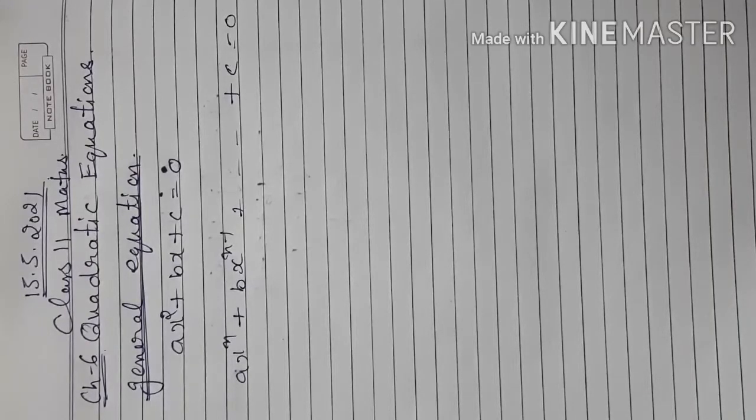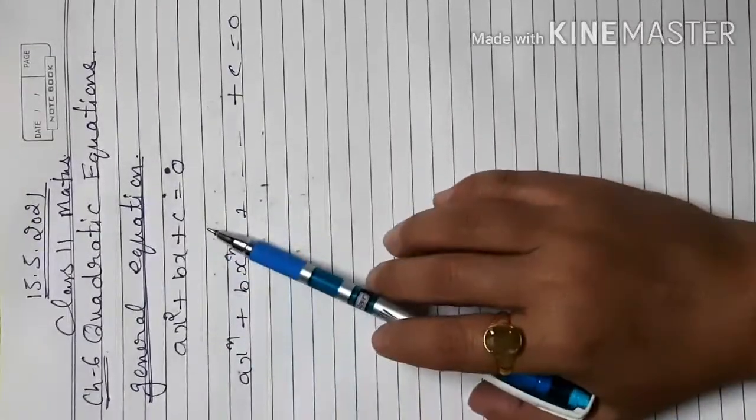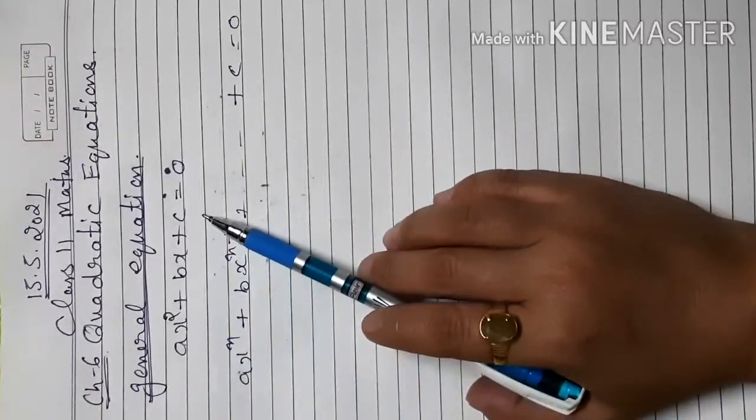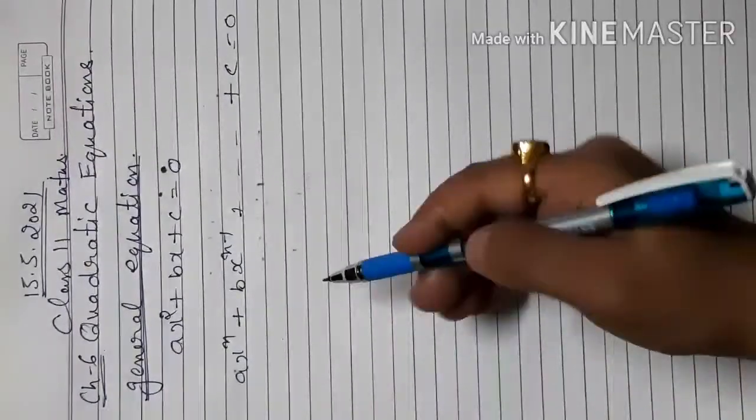So a polynomial equation has at least one root. That means we consider that this quadratic polynomial equation has at least one root and a maximum of 2 roots. So that we will discuss further.